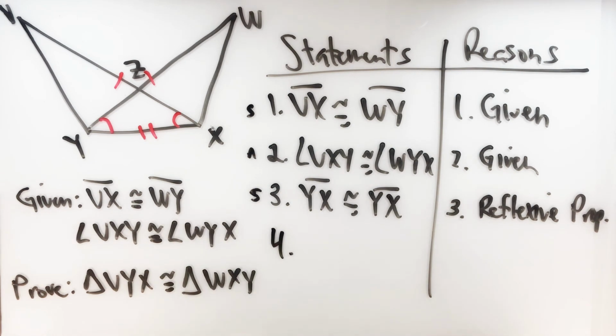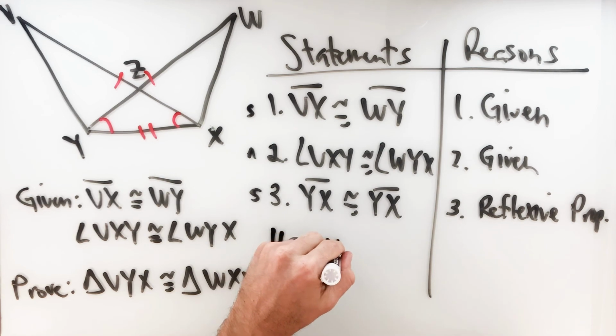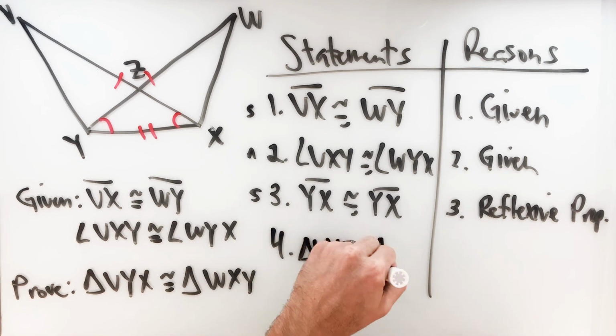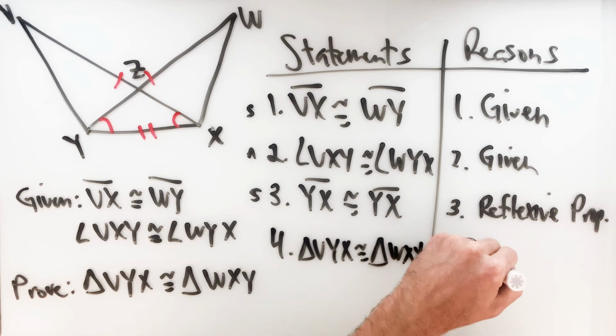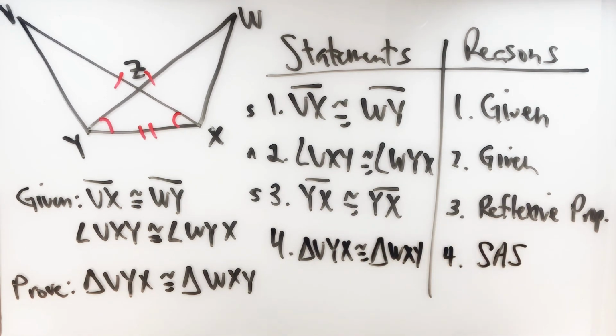We have enough information. What are we trying to prove? We now know that triangle VYX is congruent to triangle WXY. And once again, we've got side angle side. All right, there it is.